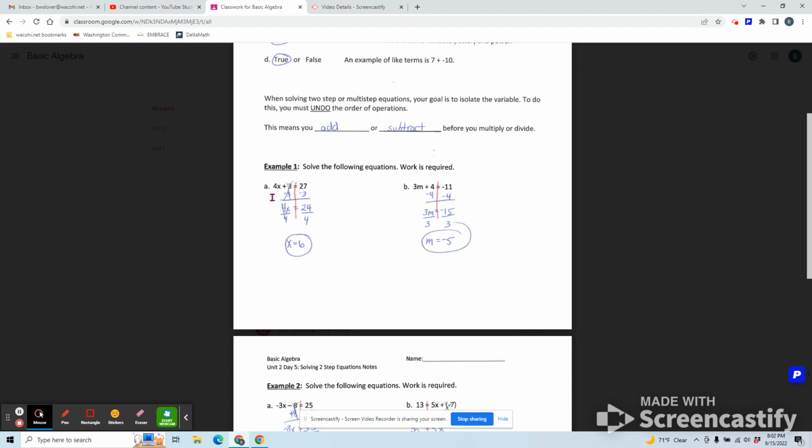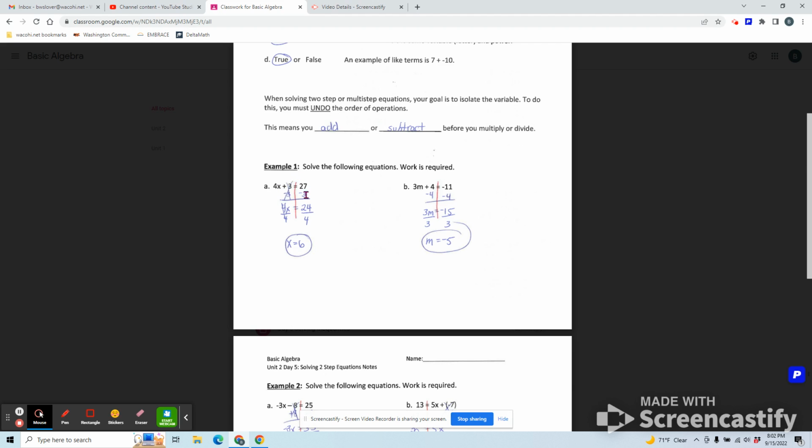So 4x plus 3 equals 27. This is addition, so I need to do subtraction. That's the inverse operation of addition, subtraction. So I'm subtracting 3 from both sides of the equal sign. Okay? And this line is reminding me that what I do to one side, I have to do to the other side. That's your laws of mathematics. Right? It balances your equation.